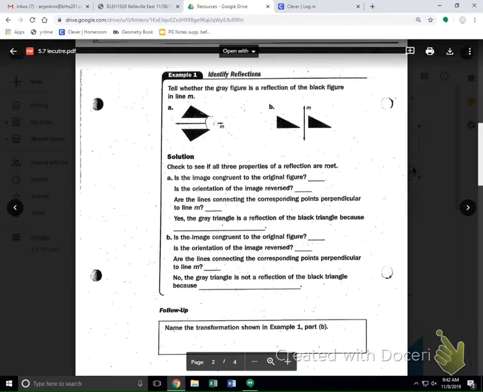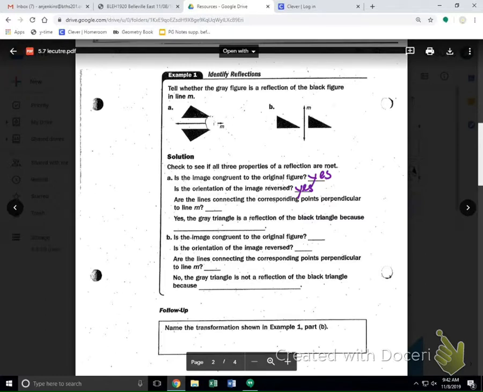And so it says to tell whether the gray figure is a reflection of the black figure. They both look black here because they've been copied so many times. So we're going to go with the top one's the original, the bottom one is the reflected. So we want to see, is the image congruent to the original figure? So in the first one, is it the same size? Yes. So our first blank is yes. Did the orientation of the image reverse? So are they going in different directions now? It is, right? So you see that the point up here is pointing up, and then down here, the point's pointing down. So it is a different direction.